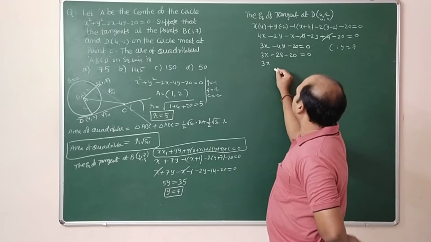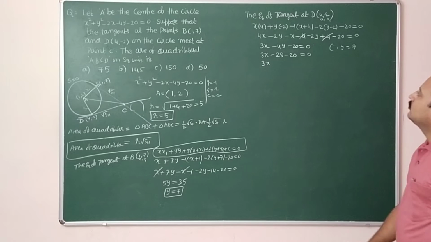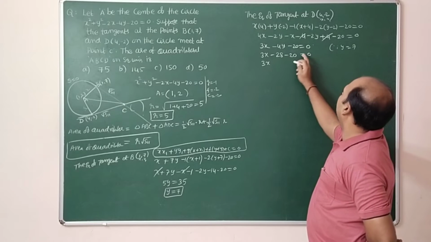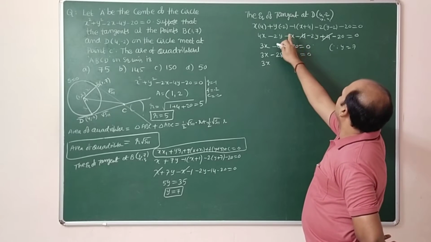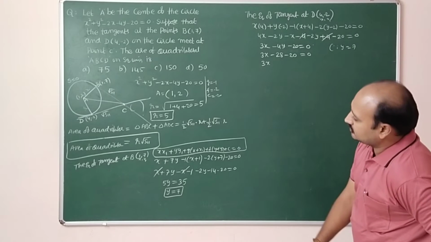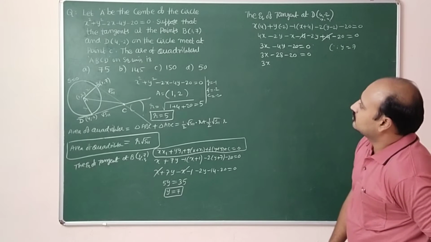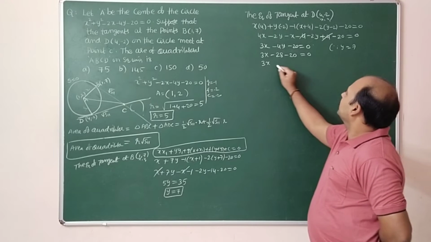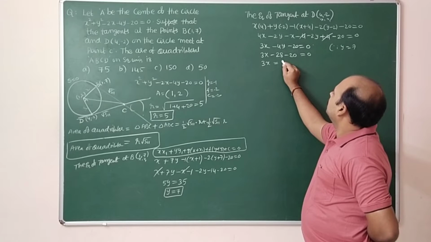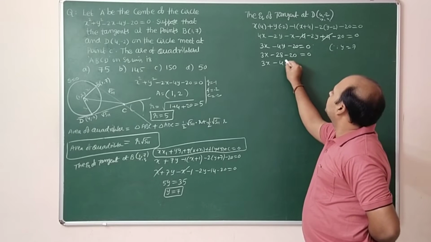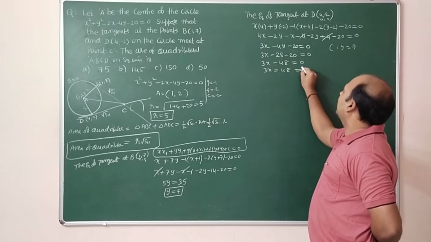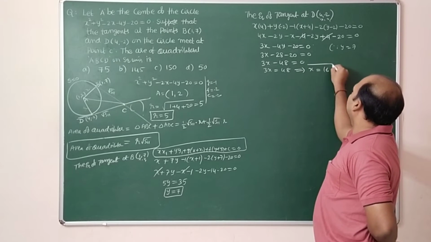So 3x we will get as 68. 4 7s are 28, minus 4 plus 4 get cancelled, and minus 20 is there. Circle minus 2 to the right. So 3x is equal to minus 48 equal to 0. So 3x is equal to 48. That implies that x is equal to 16.